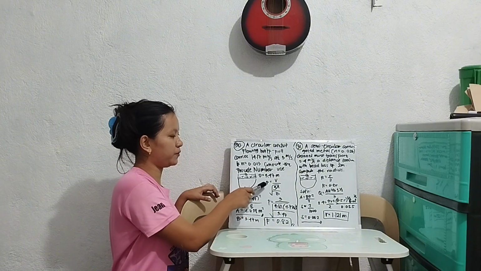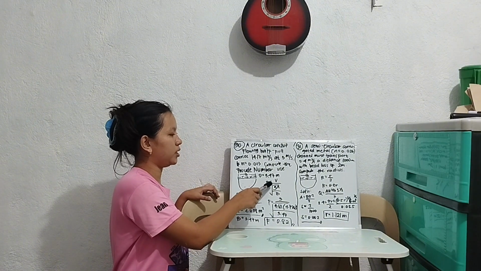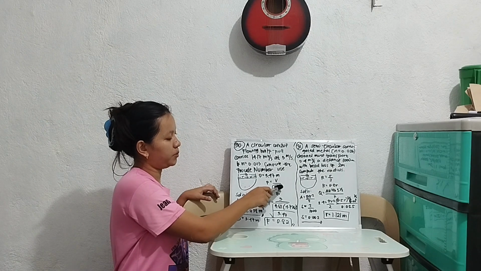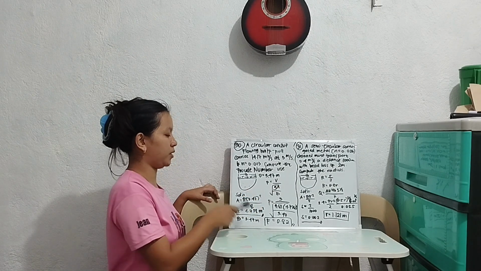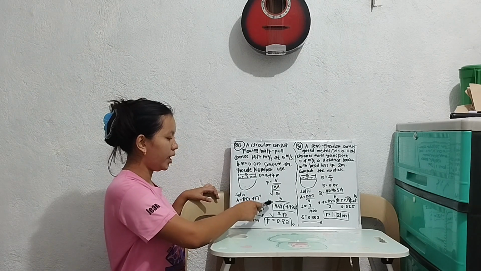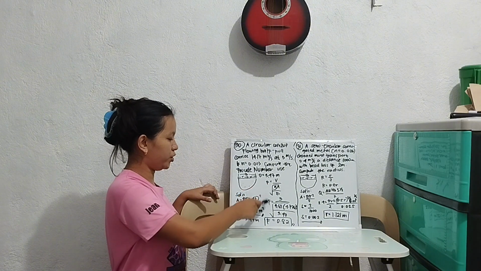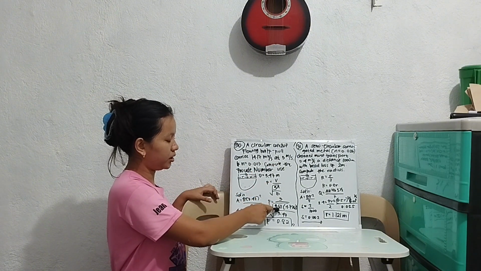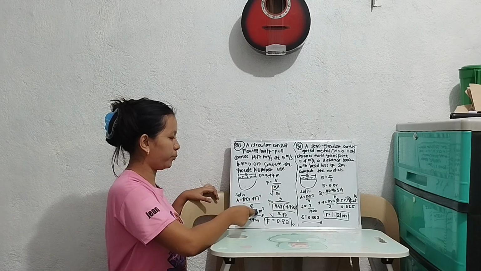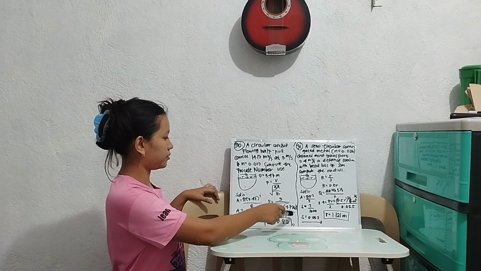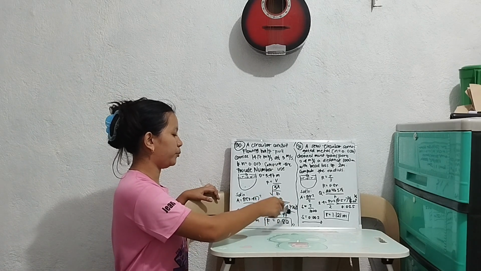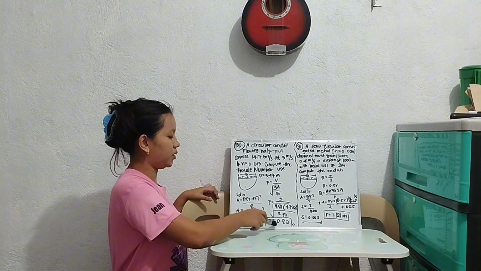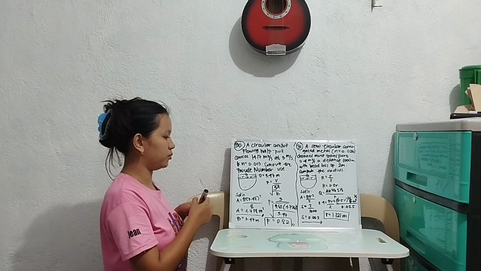So the Froude number's formula is Froude number equals V over the square root of gravity times area over B. So substitute the given. Froude number equals V, which is the velocity, 3 meters per second, over the square root of the gravity, 9.81, times the area, which is 4.728, over 3.47. So the answer will be F is equal to 0.82.